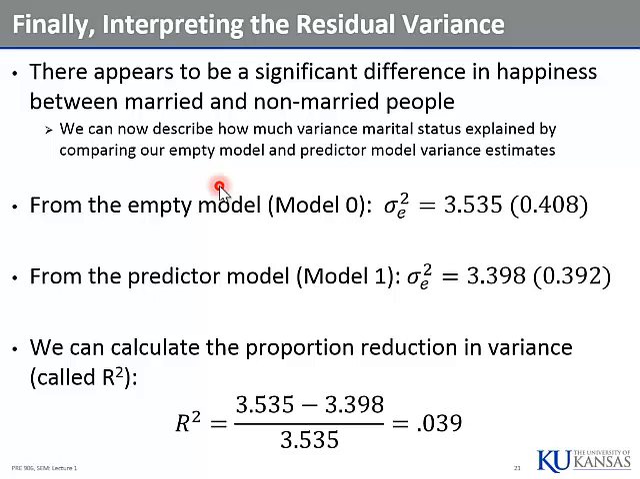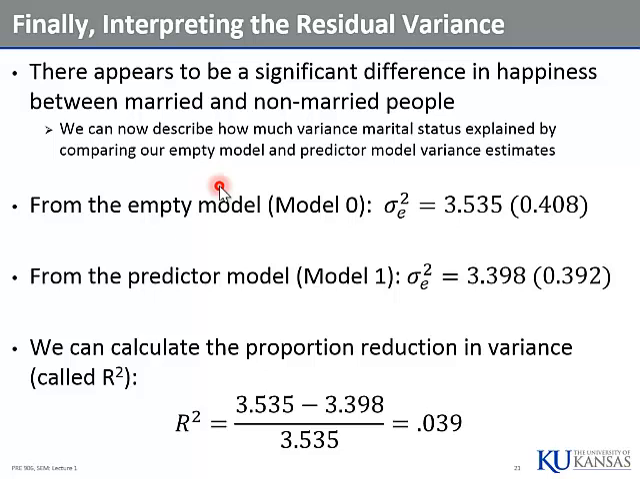For Model 1, the variance estimate was 3.535. For Model 2, the variance estimate was 3.398. So if we take the difference of these two and divide it by what the bigger value was, we see that 0.039 is our R squared. Is that R squared very big? R squared is the proportion of variance accounted for by being married. Is it big? Not really.